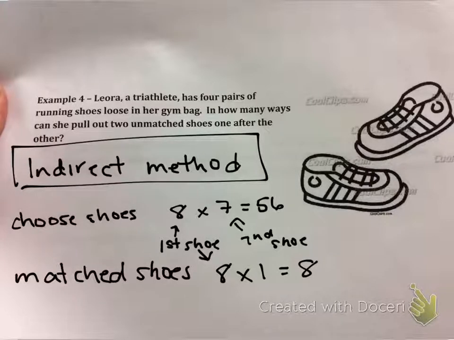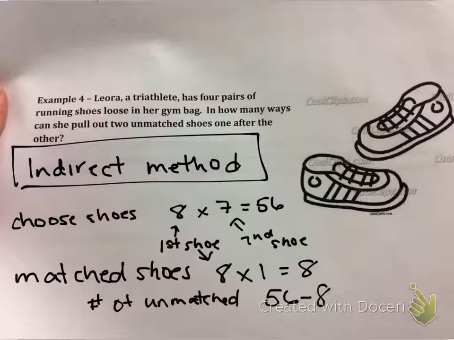So the number of ways would be 56, which is the total number of ways she can pick shoes, subtract 8, which is the ways she can pick the matched shoes, which would be 48.